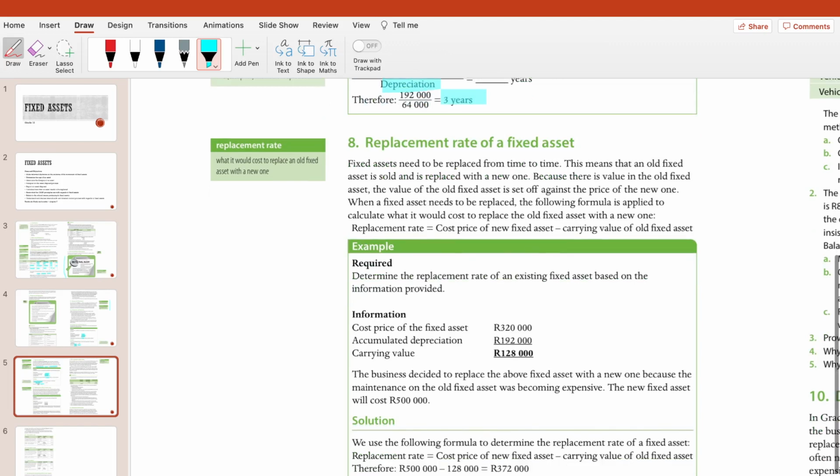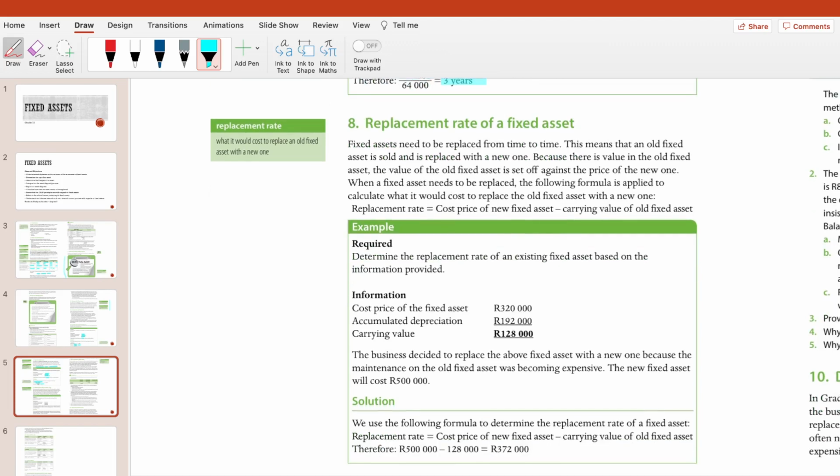And now we have the replacement rate of a fixed asset. We have to replace our fixed asset from time to time, and you remember from grade 11 the disposal of our assets. We can sell the asset that we want to dispose of and replace it with a new one. We can sell it for cash or on credit to somebody, and there's a value to any old fixed asset, and the value of the old fixed asset is then set against the price of the new one. When a fixed asset needs to be replaced, the following formula can be used. The replacement rate is the cost price of the new fixed asset minus the carrying value of the old fixed asset.